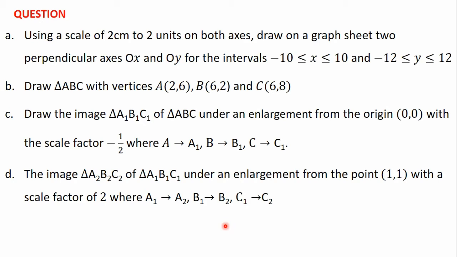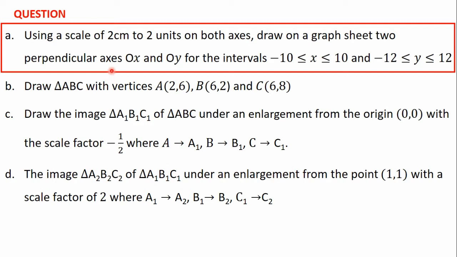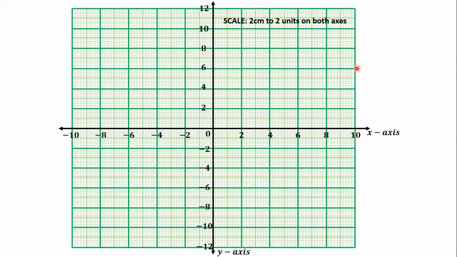We are going to solve the first 3 parts in this video, then we will solve the last part in the next video. So let's start with the first part. We are going to use a scale of 2 cm to 2 units on both axes to draw two perpendicular axes OX and OY, that is the x-axis and the y-axis. Then we are going to number the x-axis from -10 to 10 and the y-axis from -12 to 12.